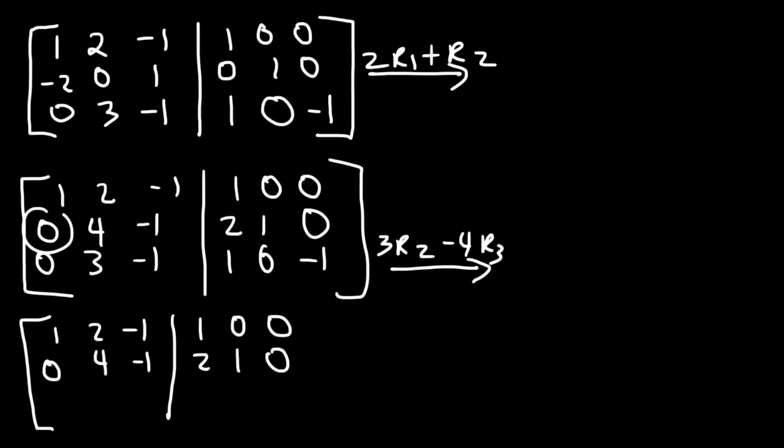So we're going to have 3 times 0 minus 4 times 0, which is 0. And then 3 times 4 minus 4 times 3, that's going to be 0 as well. And then 3 times negative 1, which is negative 3, minus 4 times negative 1, so we have negative 3 plus 4. That's going to equal 1. And then 3 times 2 is 6, minus 4 times 1, so 6 minus 4 is 2. 3 times 1 minus 4 times 0, that's 3. And 3 times 0 minus 4 times negative 1 is 4.